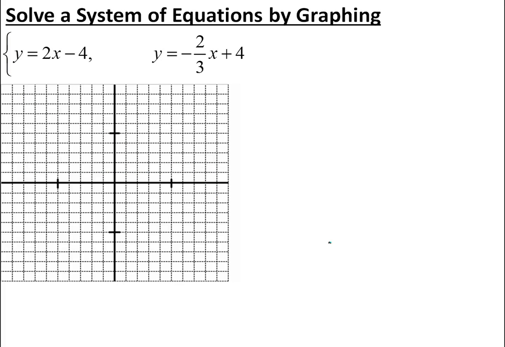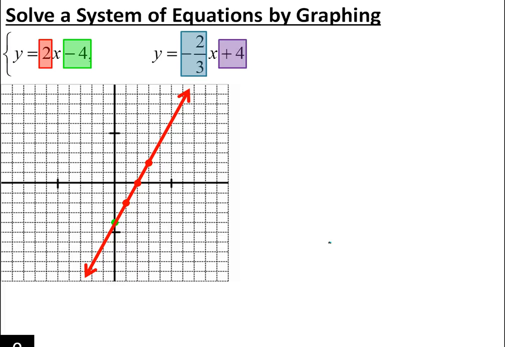Alright, same thing. Now we have two equations that we can graph. Alright, so we have negative 4. And we're going to go up 2 over 1. And it's just a good idea to carry it out a little bit. And our second one has a positive 4 as a y-intercept. So now we go down 2 over 3. The line's crossed. So I think the answer is going to be here at 3 comma 2.